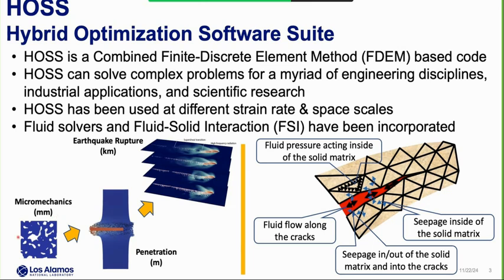The first example is the simulation of a micromechanics problem, which is at the millimeter scale. The second one is the simulation of penetration in concrete, which is at the meter scale. And we also use HOSS to simulate some large scale problems at the kilometer scale, such as earthquake rupture.